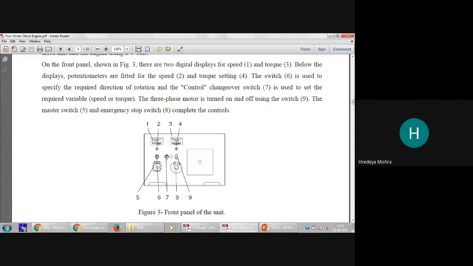The three phase motor is turned on and off using switch 9. The master switch 5 is the emergency stop. So this is switch number 5. If any control is not responding, then this is the final resort: we can stop the overall operation through switch number 5.